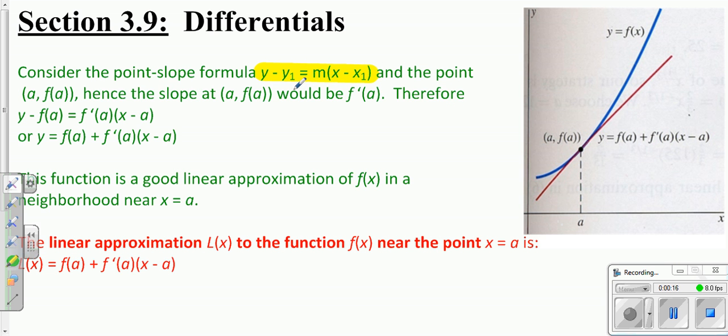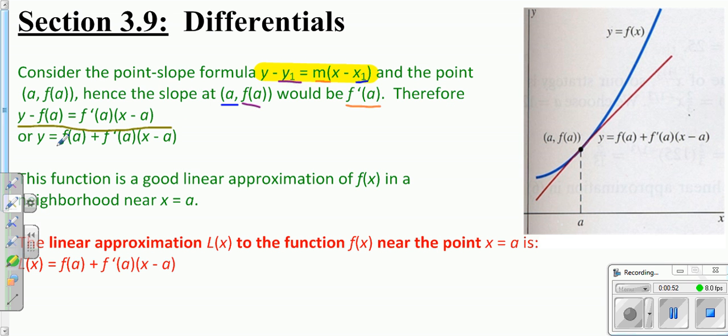Now, if you would say, my x value, x sub 1, I'm going to call A. And my y value, y sub 1, I'm going to call f of A, meaning what I get for my y value when I plug A in. And then you know that your m is your slope, and our slope here in calc is our derivative. So if we go ahead and plug these three in right here, we end up getting this right here.